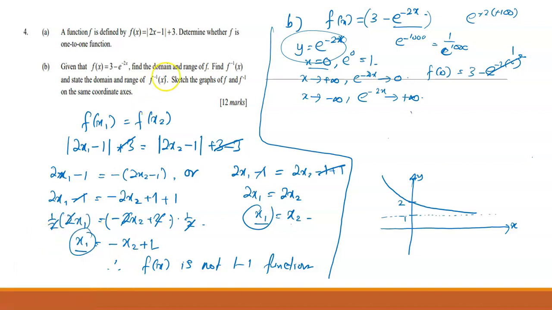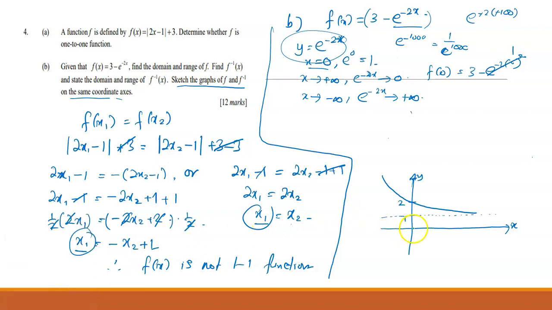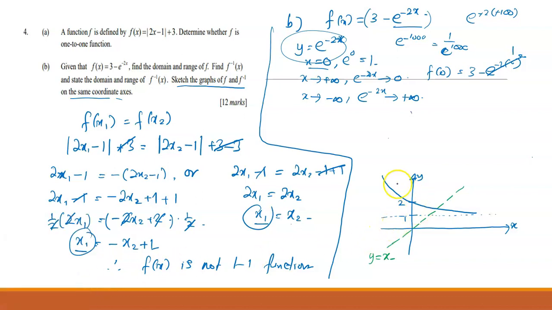Okay, because the question wants us to sketch the graph of f and inverse on the same coordinate axis. So class, before we sketch the inverse, we need to make some extra work here where we're going to sketch the line of y equal to x, where this line of y equal to x is just like a reflective mirror. Okay, reflective mirror between the function of f and its inverse.